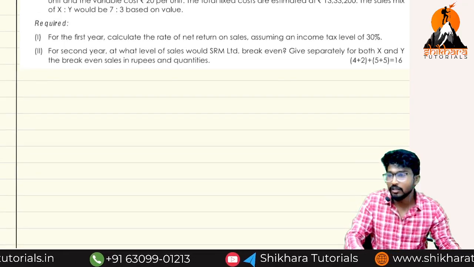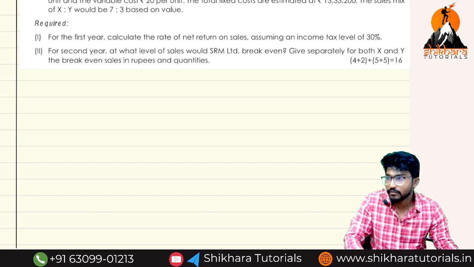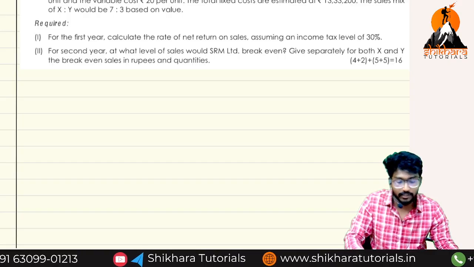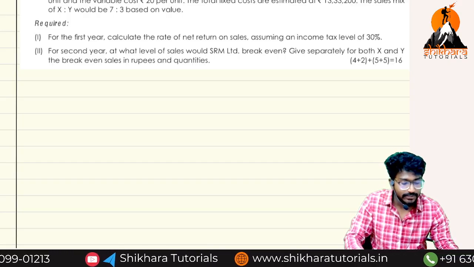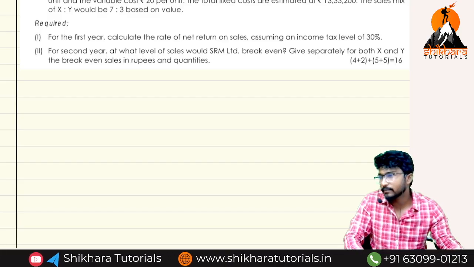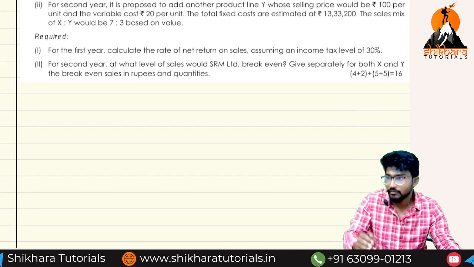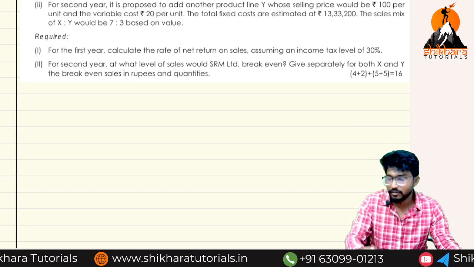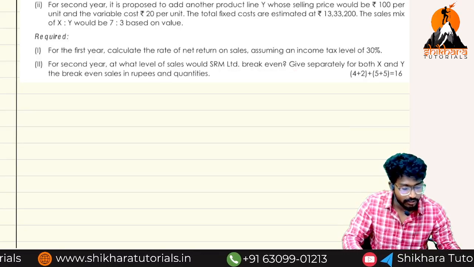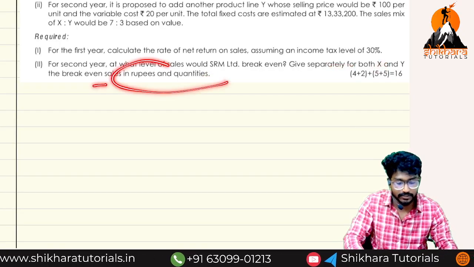Next, for the second year, at what level of sales would SRM Limited break even? Give separately for both X and Y and break even sales in rupees and quantities. Now for the second year, what is happening? Y is included in the production line. For the second year, we need to calculate what, Nana? Break even point for X and Y.